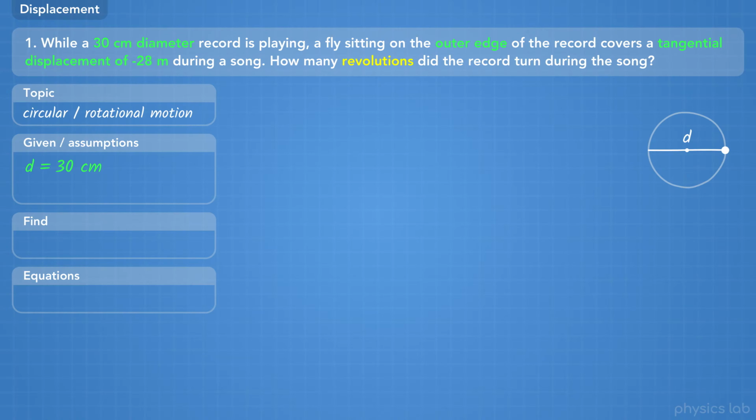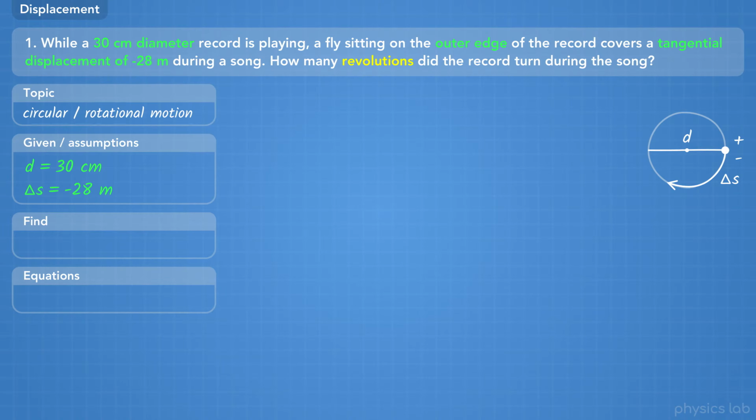Next, the problem says the fly has a tangential displacement of -28 meters. The variable for that is delta s. So let's write down that delta s equals -28 meters. Let's also label the picture. Since the displacement is negative, we're going to draw an arrow going in the clockwise direction and label it as delta s.